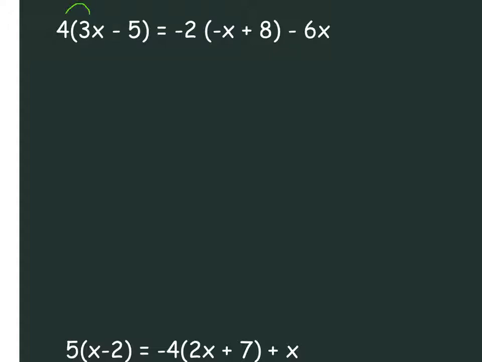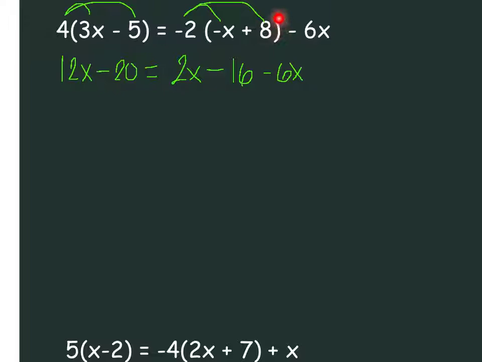I'm going to take that 4 times the 3x, I get 12x. Take the 4 times the negative 5, I get minus 20, equals negative 2 times negative x is a positive 2x, and negative 2 times a positive 8 is a minus 16, and then we still have a minus 6x. Notice that 6x is not in the parentheses. The parentheses ends here. 6x is outside of it, so the 2 is not being distributed to the 6x. Be very careful about that.